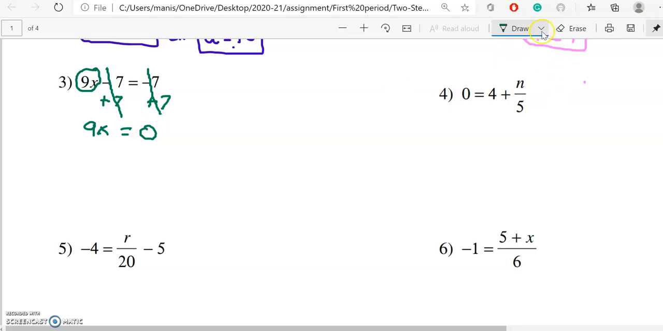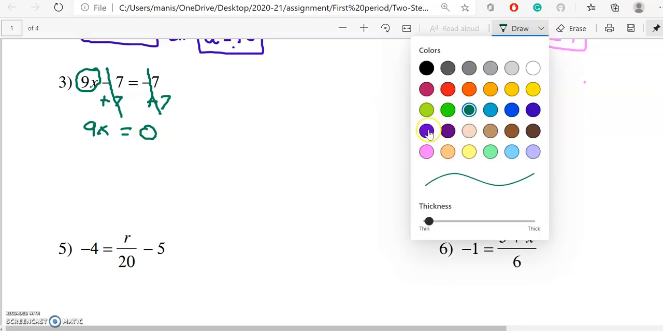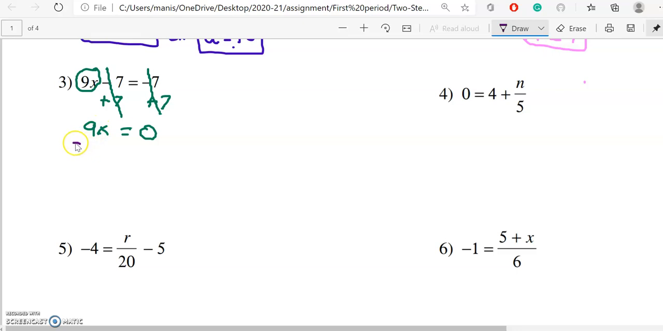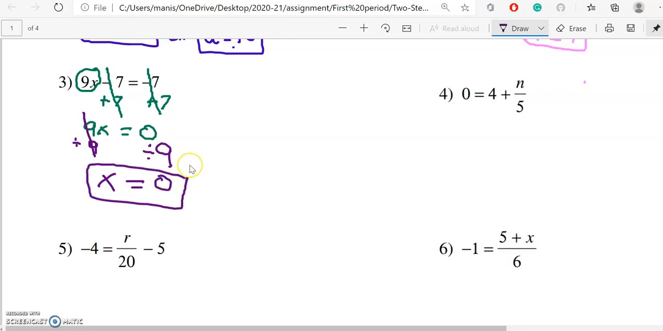Now let's change the color over here. I like to change colors. Okay. 9 times x. What is the opposite of times? Division. Divided by 9. So 9 divided by 9 is 1. 0 divided by any number is what? Always 0. So this is your answer for this question. Copy the solution and I will wait for you.